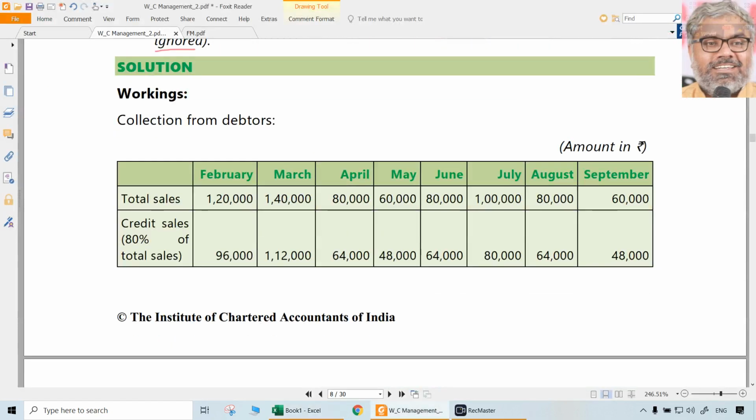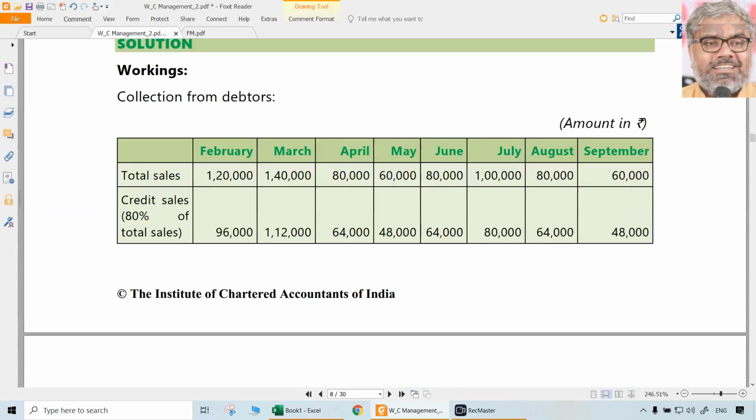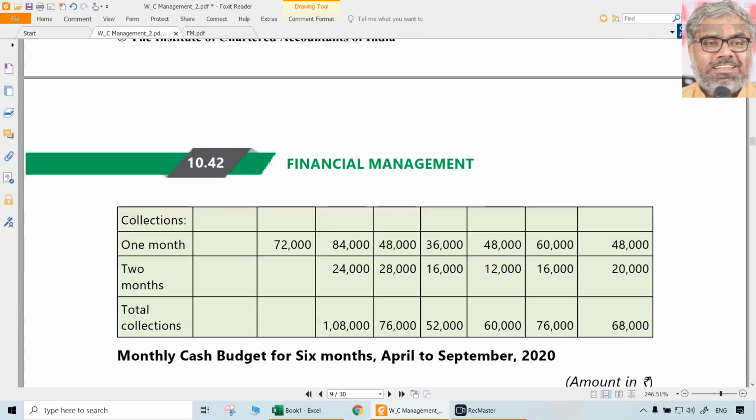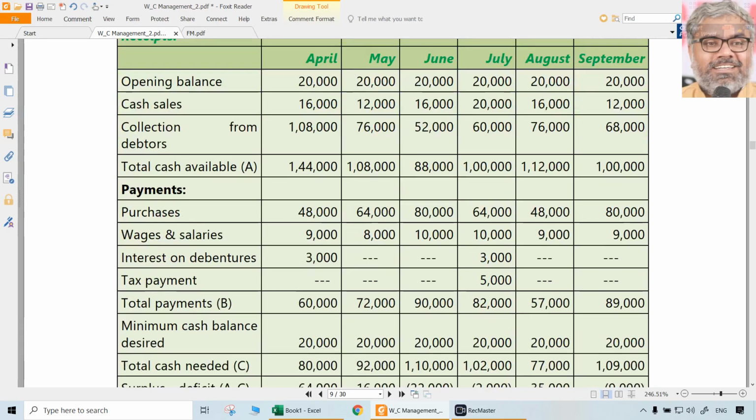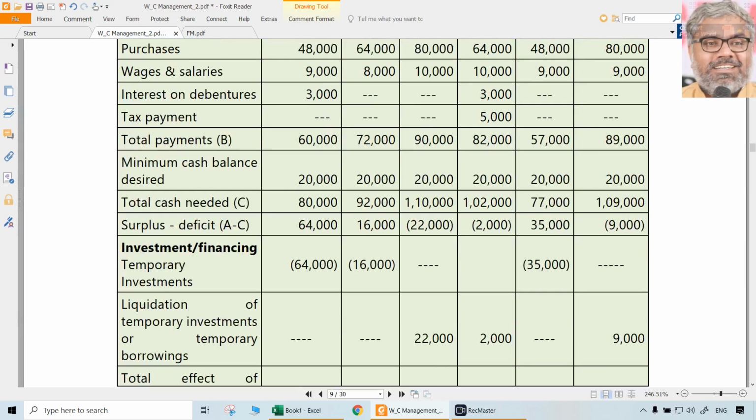So it looks very simple. It is simple actually, but the main point here is to know the collection from debtors calculation. This has to be done very carefully. One is the collection from debtors calculation. From the sales figures that are given, it has to be done carefully. Payment to creditors also has to be done carefully. In this case, payment to creditors was easy. So directly we took 80% of the next month's sales.